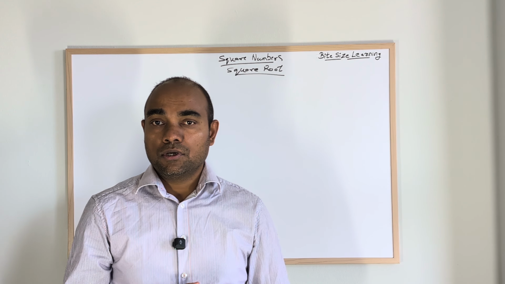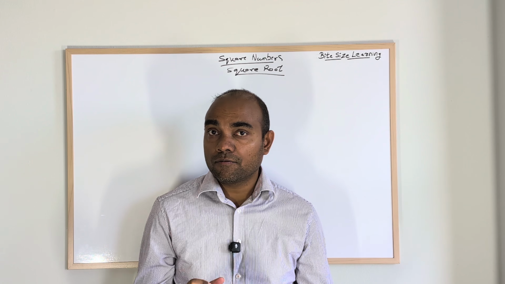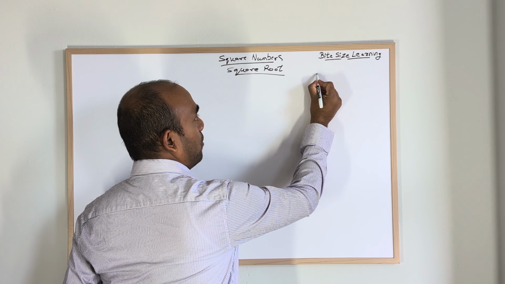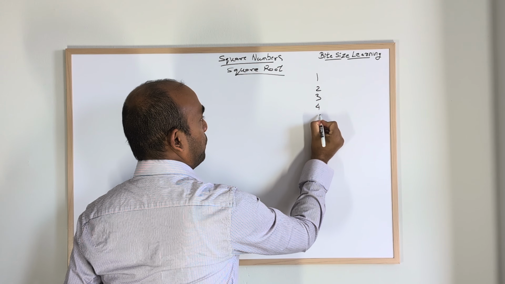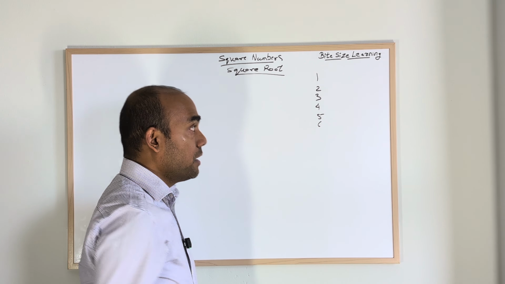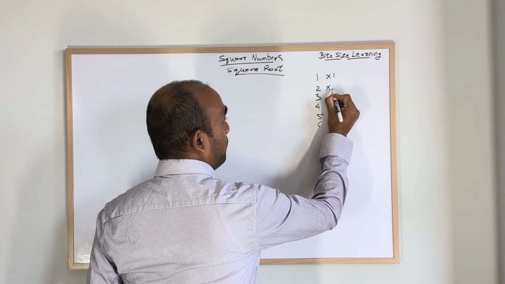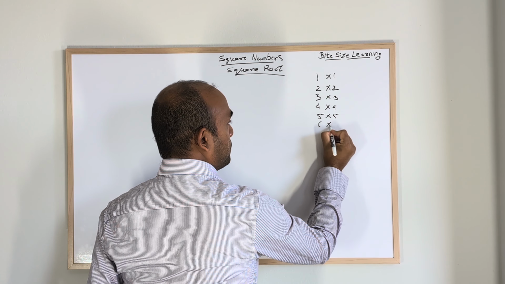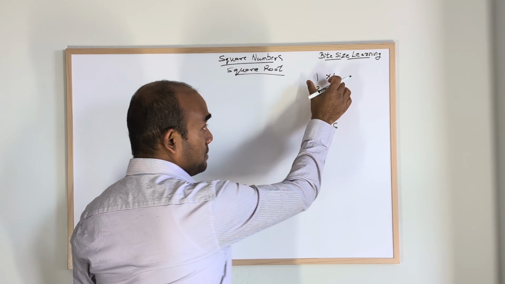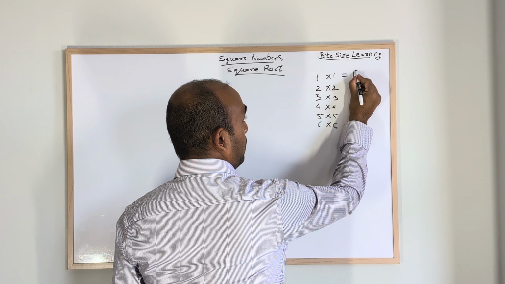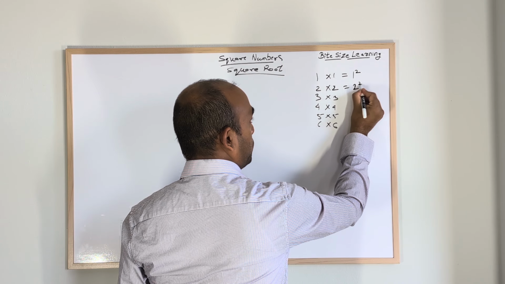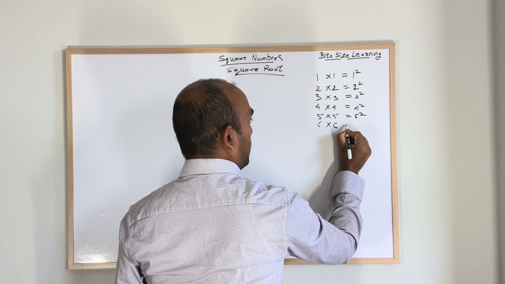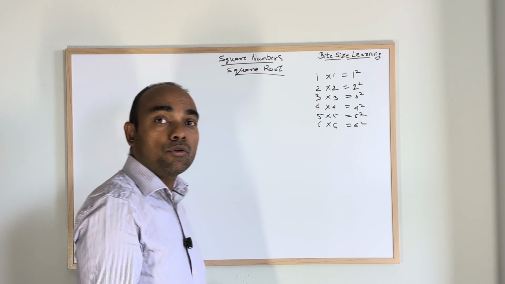What are square numbers? When you multiply a number by itself, the product that comes out is called a square. Let's take the example of numbers 1, 2, 3, 4, 5, 6 and so on. When you multiply the number with itself, 1 times 1, 2 times 2, 3 times 3, 4 times 4, 5 times 5, 6 times 6, this is denoted as 1 square, 2 square, 3 square, 4 square, 5 square, 6 square. This is how you denote it.